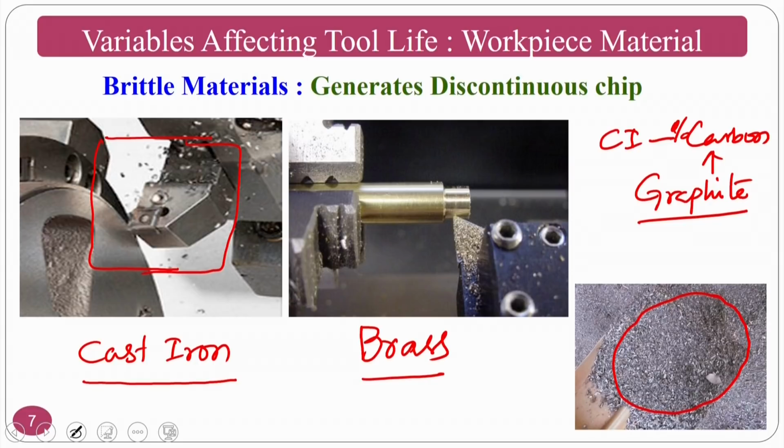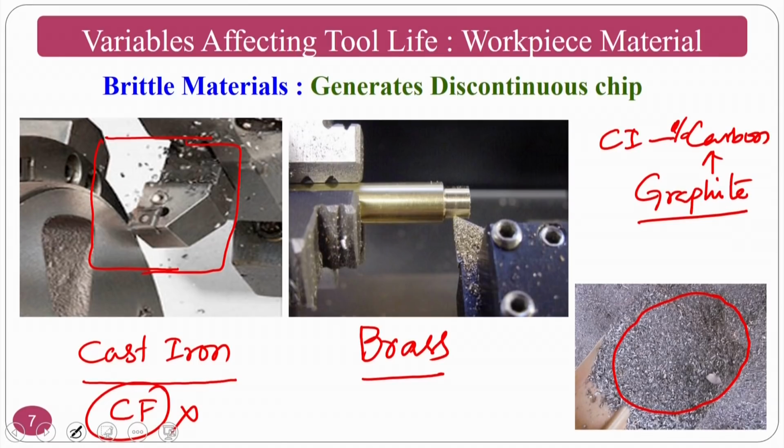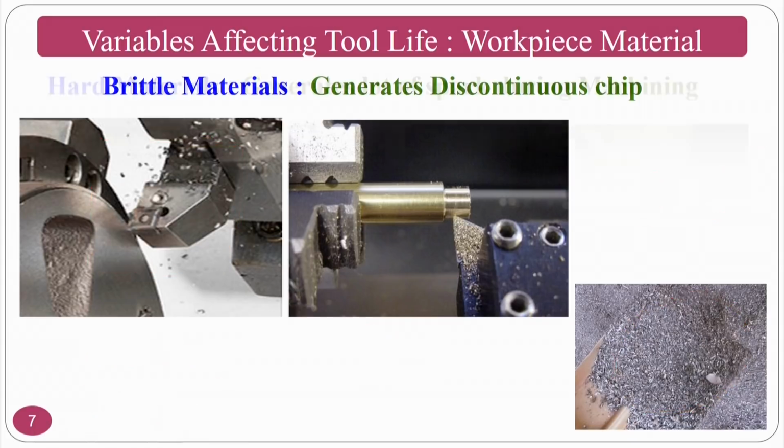If I already have lubricant within the material, then I don't need to use additional lubricant. Why should I increase the product cost? So normally cutting fluids are not used whenever you are machining cast iron, particularly because it will act as a self lubricant.